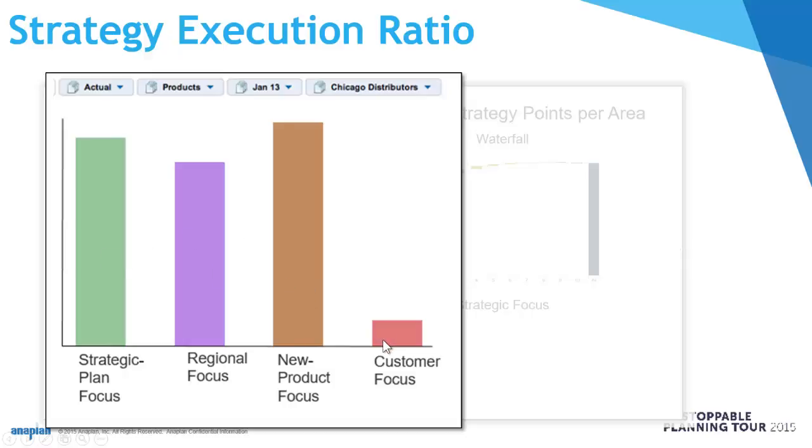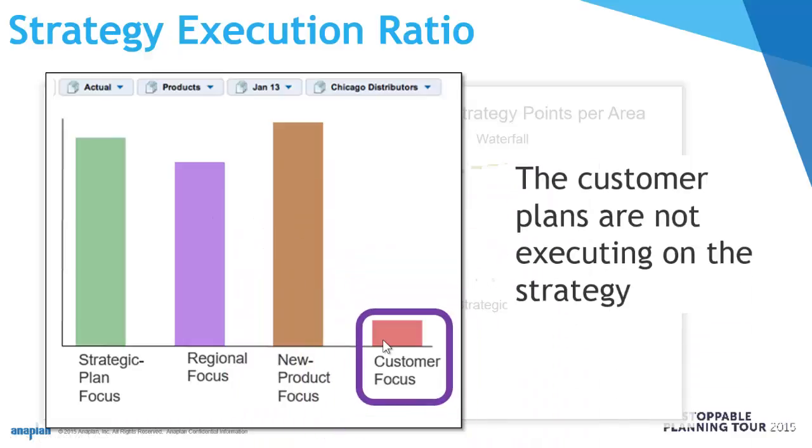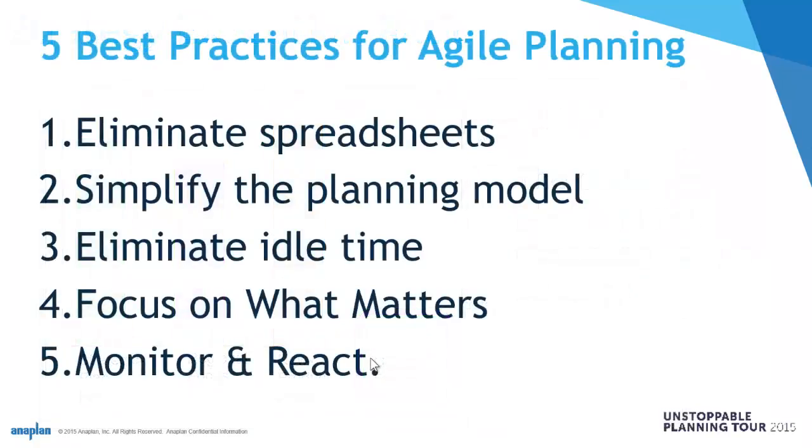And oh, we have a problem here. Clearly the customer plans do not line up with our strategy. The customer plan is probably talking about selling existing products or penetrating new markets, something different than the strategy. So by using this integrated model, we can understand which dimensions are not consistent with the strategy and focus in on that alignment between strategy and execution. And then we bring it to an end.